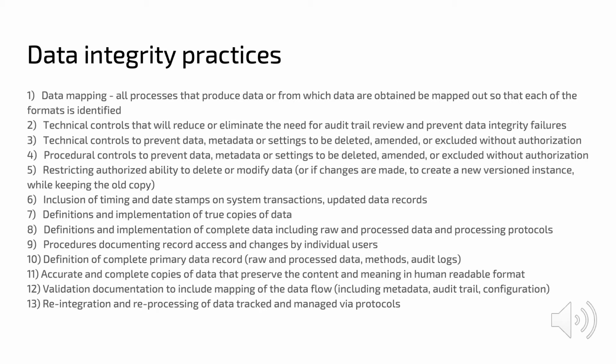Examples include the specification and adherence to processes that map out our data formats and transformations, use of technical and procedural controls to prevent data, metadata, or settings to be deleted, amended, or excluded without authorization, restriction on deletions or modifications, documenting changes, producing new versions of datasets, curation of data, timestamping, preserving true copies of complete data, including raw and processed data, documenting processing protocols, recording of accesses and changes, maintaining audit logs, and use of validation steps to verify data and data mappings.